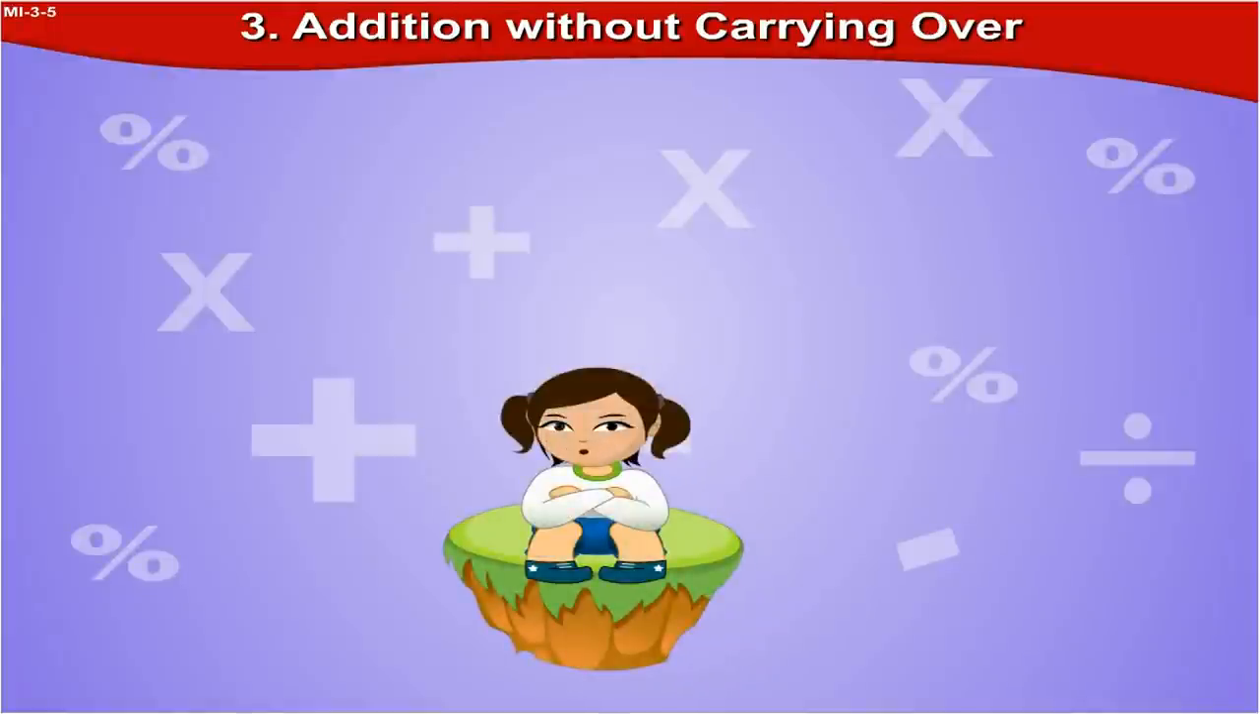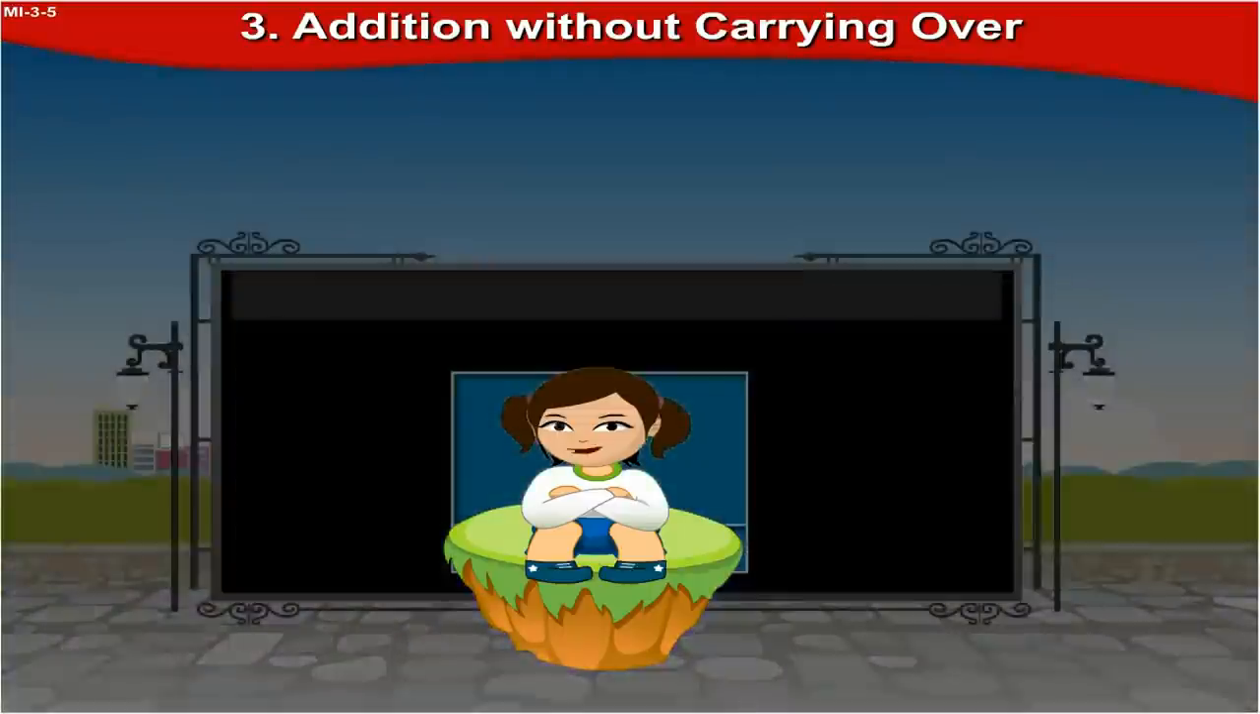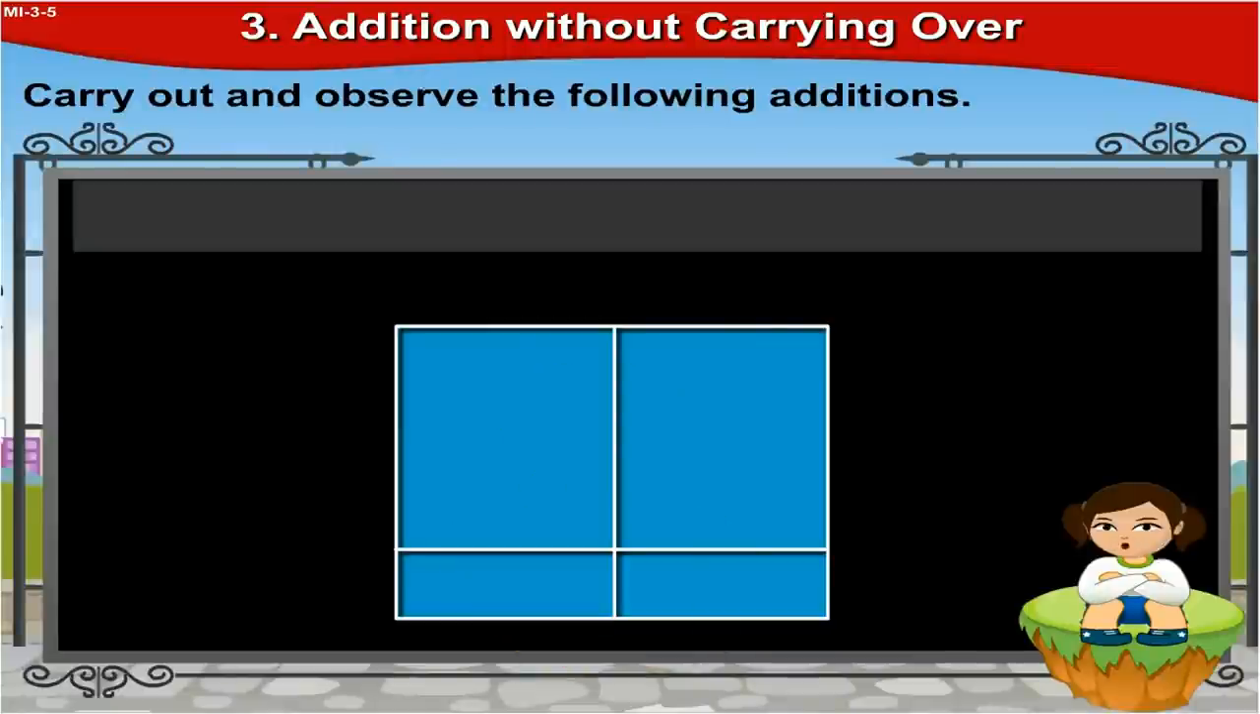Now kids, you have understood the concept of places, that is units, tens, hundreds. Now let us carry out some additions without using them. Carry out and observe the following additions. 54 plus 20. We'll begin the addition from the units column. 4 plus 0 is 4. Now the tens column. 5 plus 2 is 7. So the answer is 74.